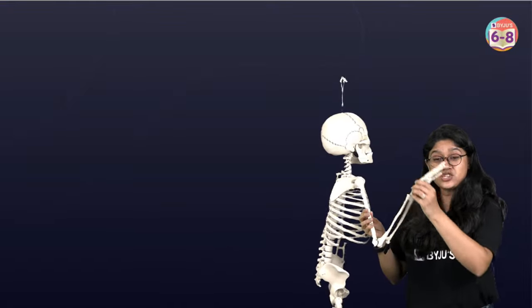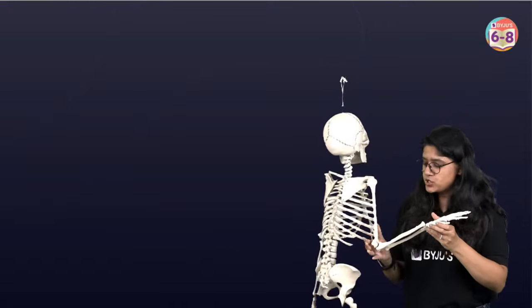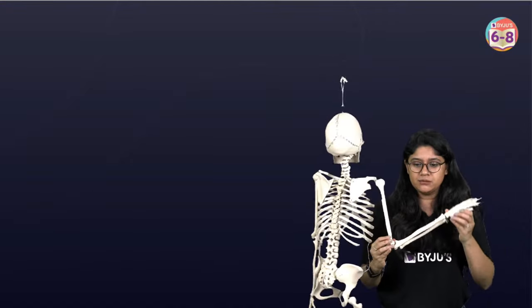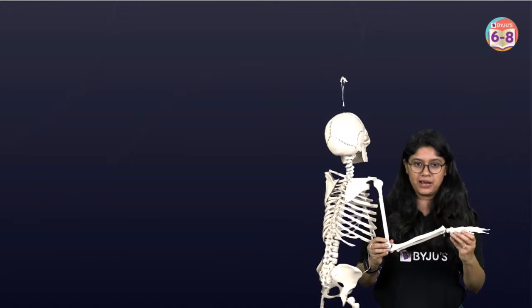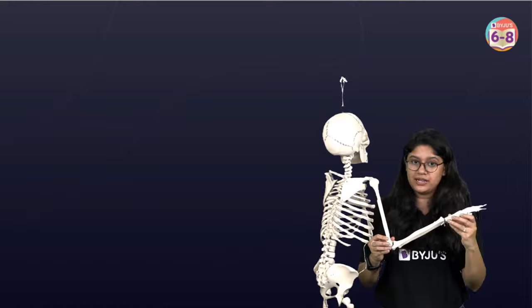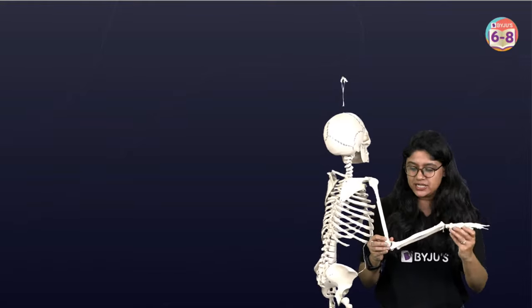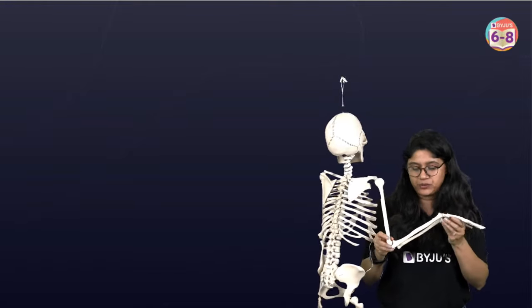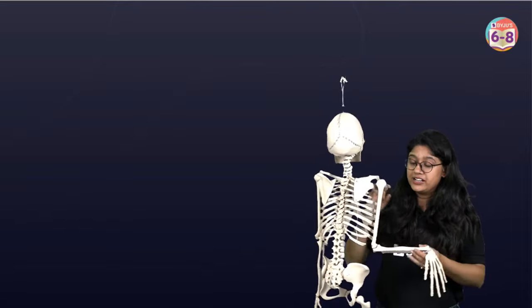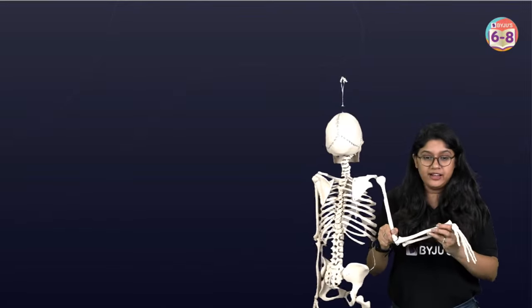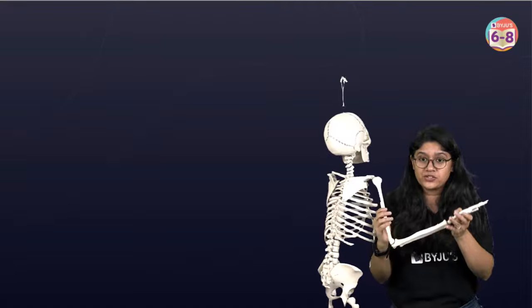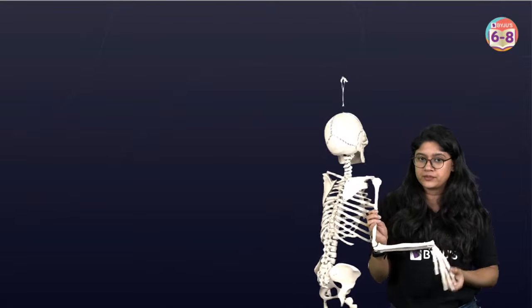See over here, hinge joint. Very good. So we know that at the hinge joint, we'll see the movement like this. Forward and backward. Forward and backward. Yes. The hinge joint. Okay. There's one more joint that we have. Right? This is important, everyone. So this is very important, hinge joint.